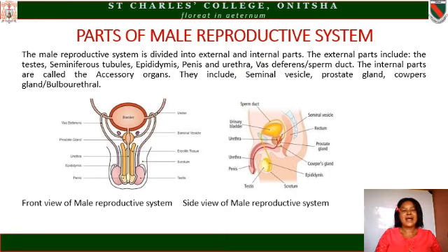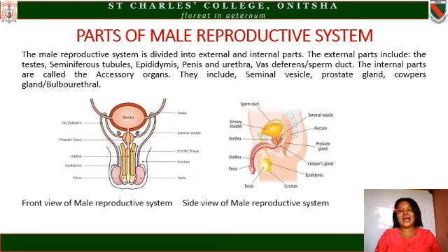Let's look at the parts of the male reproductive system. I want you to take a look at these two structures. Is there any difference between the two? Yes, both are the male reproductive system, but the only difference is that the one on the right hand side is the side view, and the one on the left hand side is the front view of the male reproductive system. The male reproductive system is divided into external and internal parts.